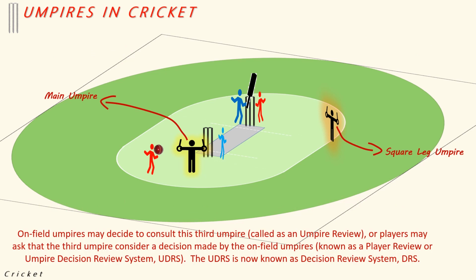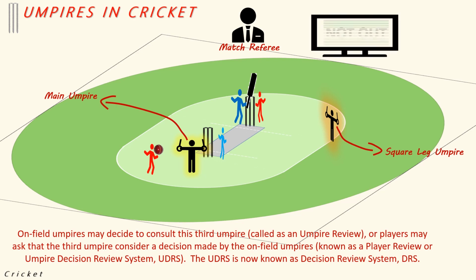Professional matches also have a referee. A match referee is there to enforce the ICC's Cricket Code of Conduct. He makes no decision pertaining to the given match. There is also a third umpire, or a TV umpire. The third umpire stays off the playing field. He also has access to the TV footage for replays in making his decisions.